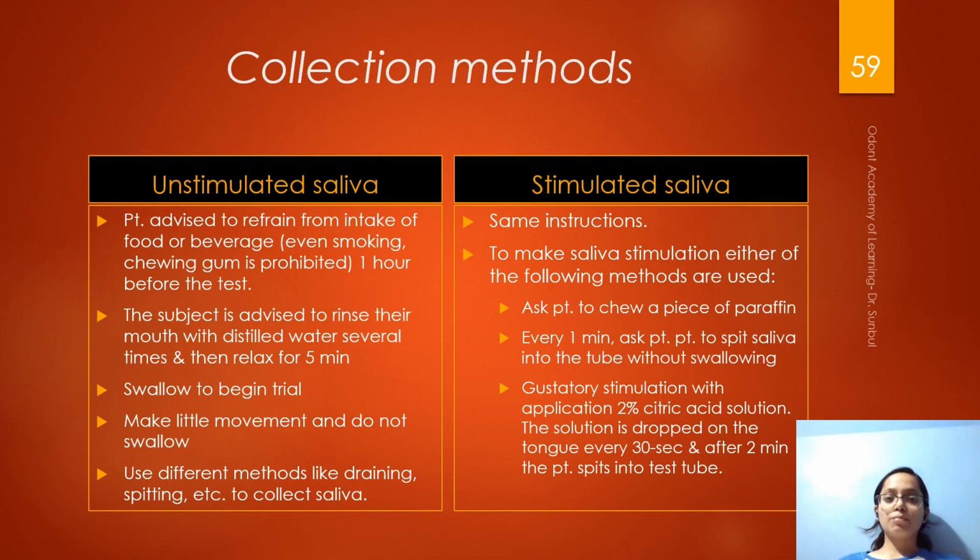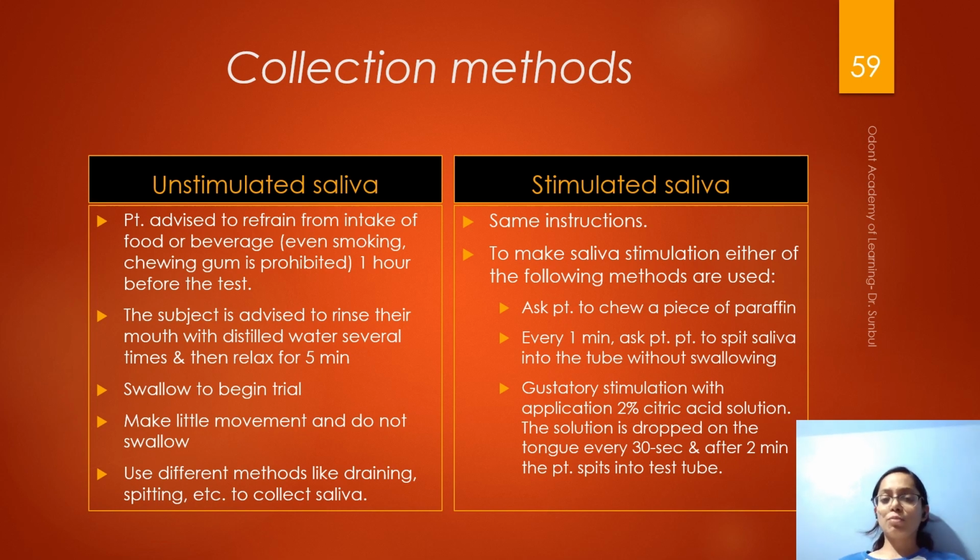Collection method, unstimulated saliva. When I use the word, it means that I am not doing anything to cause more saliva to occur. So we'll advise the patient to not eat or drink before this procedure, at least 1 hour before. No smoking, no chewing gum, no beverages. And we ask the patient to rinse their mouth with distilled water, and to sit and relax. We tell them to swallow first and then we start, and make sure the patient is not moving too much. There are different methods of collecting unstimulated saliva.